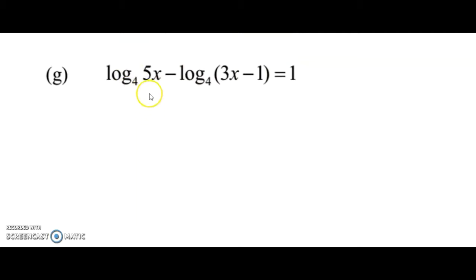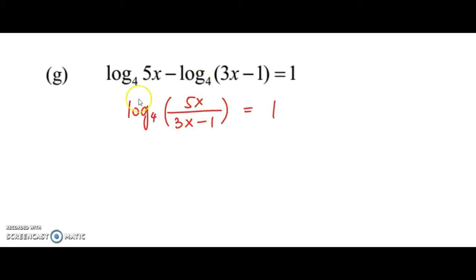So after you have gone through a few examples just now, this should be a simple question for you. I'm going to combine these two because they have the same base. Combine these two by using the laws of log. Because of the subtraction here, I'm going to take the 5x divided by 3x minus 1 to make it into the single log at the left hand side, and the 1 as a constant remains at the right hand side.